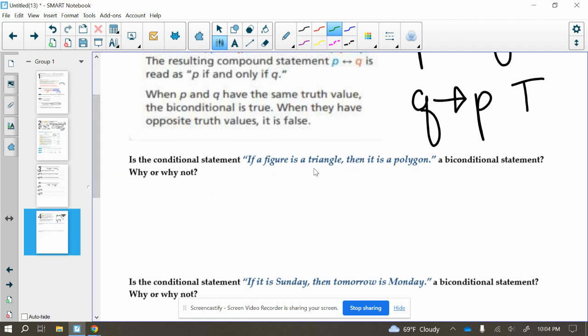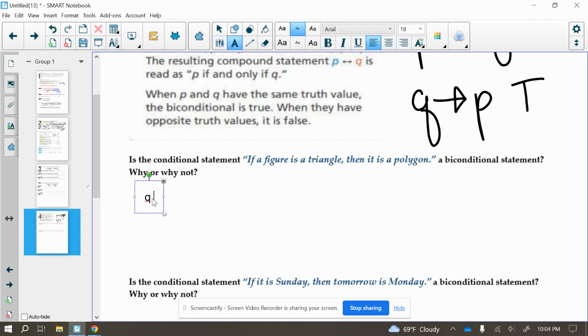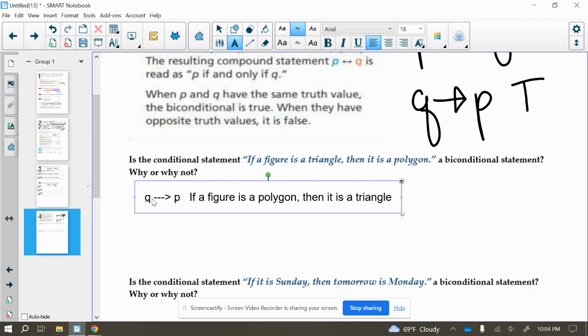Is this conditional statement a biconditional statement? Why or why not? If a figure is a triangle, then it is a polygon. Well, let's look at the flipped order: if Q, then P. If we flip the order of the original, it says if a figure is a polygon, then it is a triangle.